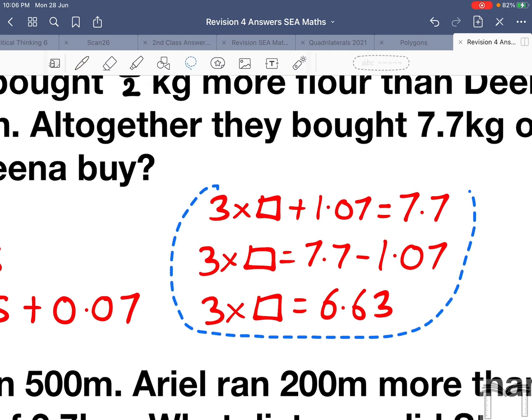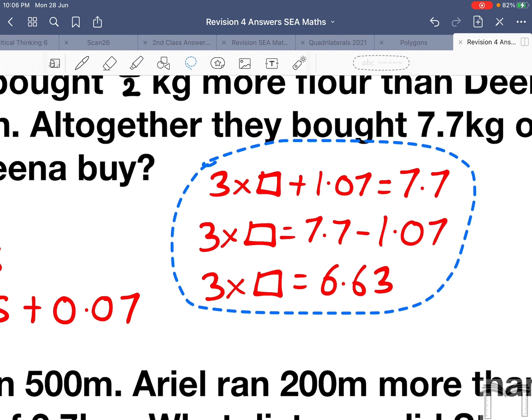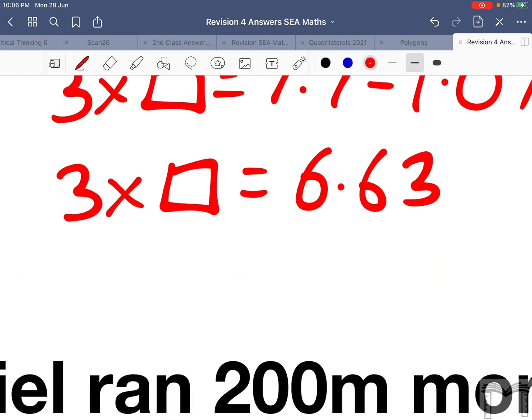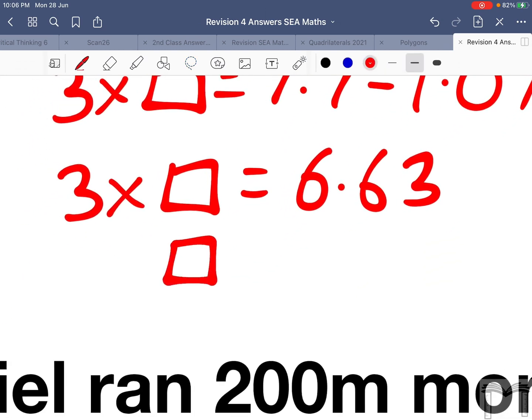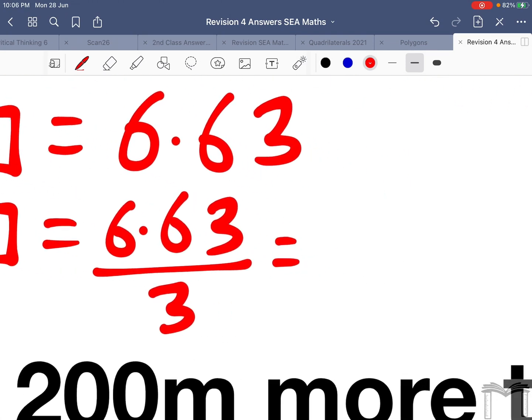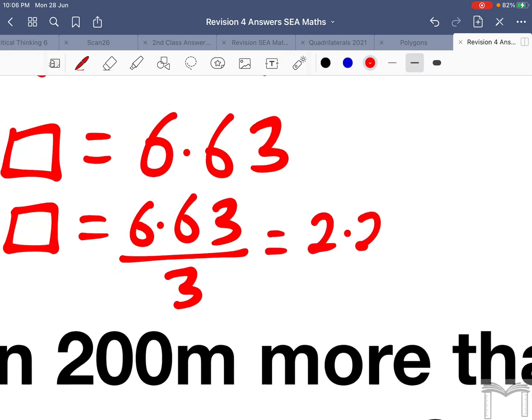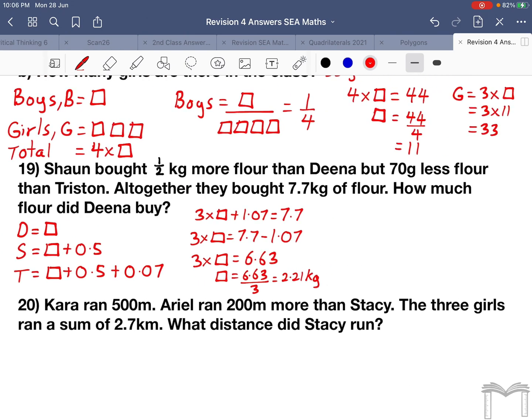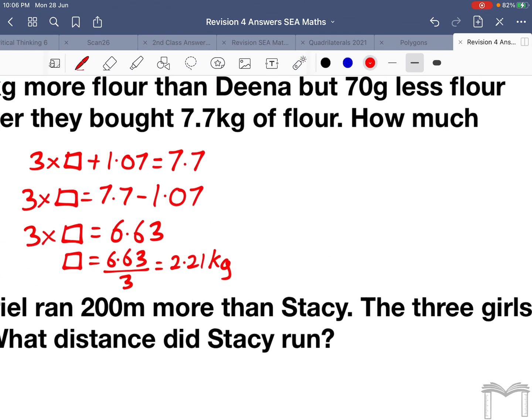So we must now divide 6.63 by 3 to find 1 box. And we will get 2.21 kilograms. And that's the value of Dina's amount of flour, because Dina is 1 box, and 1 box is 2.21.